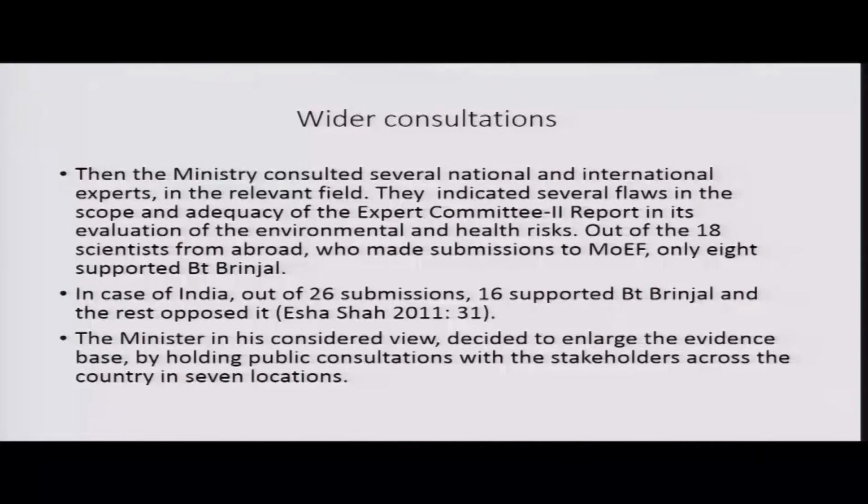So that is the second kind of input that the minister got. Okay, let me give the statistics. Out of the 18 scientists from abroad who made submissions to the MOEF, only 8 supported BT brinjal. In case of India, out of 26 submissions, 16 supported BT brinjal and the rest opposed it. The minister, in his considered view, decided to enlarge the evidence base by holding public consultations with the stakeholders across the country in 7 locations.